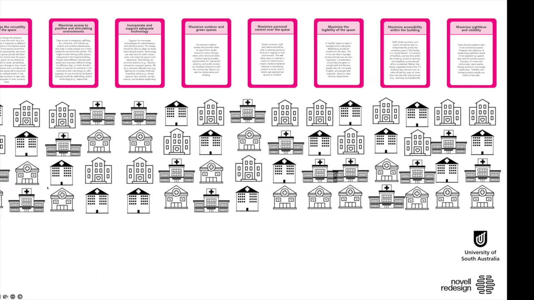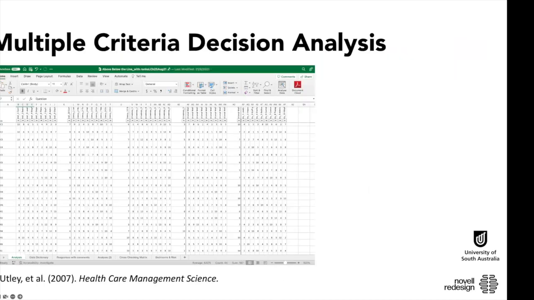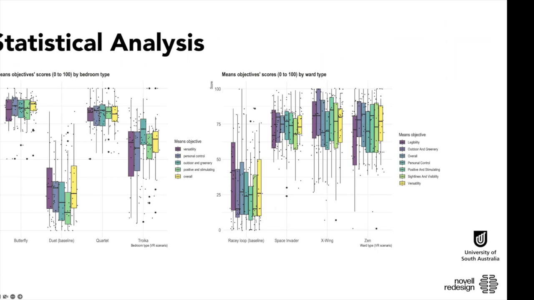So by going through a whole series of different evaluative tests and then based on each of these criteria, we then sent it across to our statistician, who conducted a very fancy multiple criteria decision analysis, but was able to give us some box plots and some idea of ranking based on how people were perceiving the environments that we'd created, based on being asked to consider just the legibility of the space, just the outdoor and green space, just the personal control over the space, just positive and stimulating, just sightlines and visibility, or just versatility, as well as their overall impression of it.